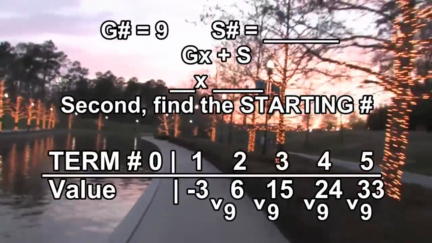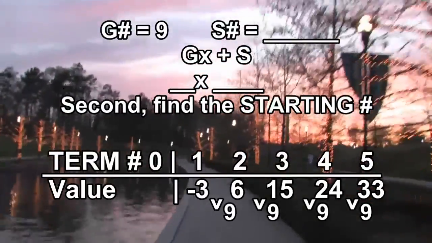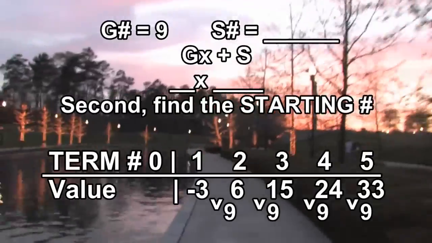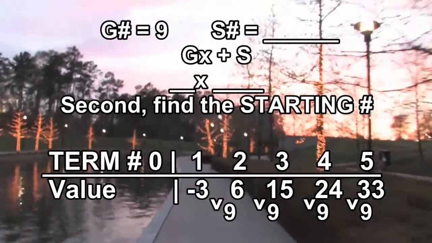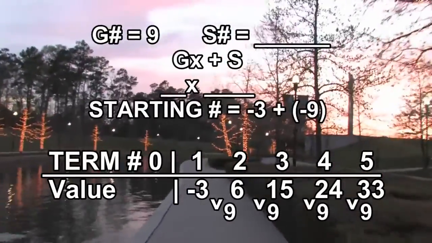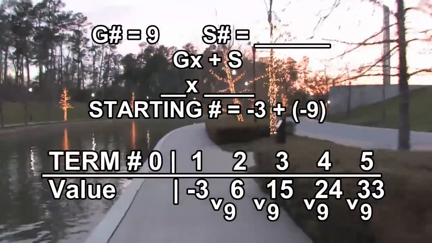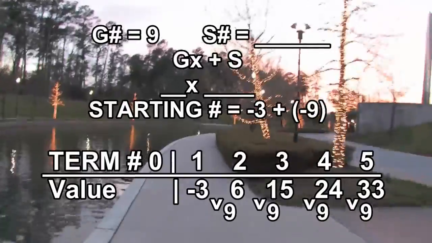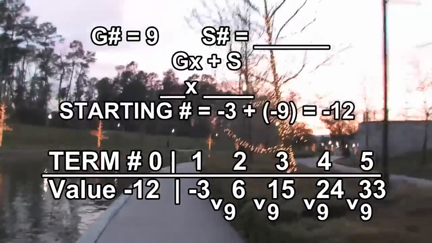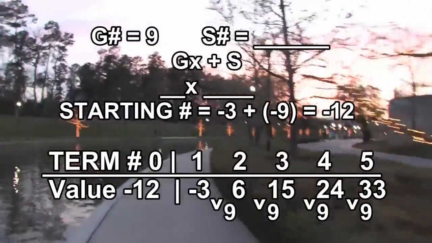The starting number will equal the value where the term number is 0. So we need to add the opposite of the growing number to the value of term number 1. If we add a -9 to a -3, we would get -12. So our starting number would be -12.